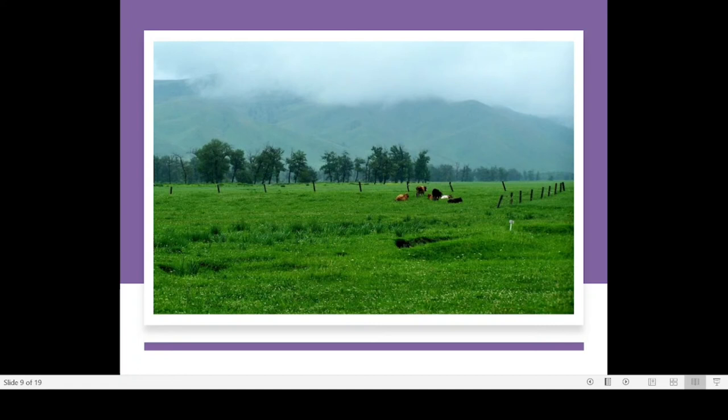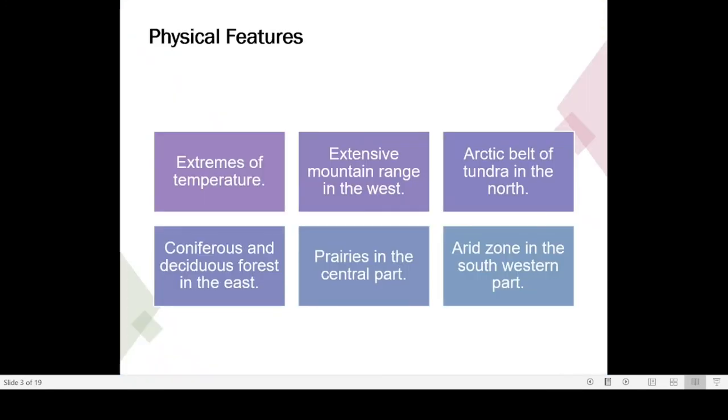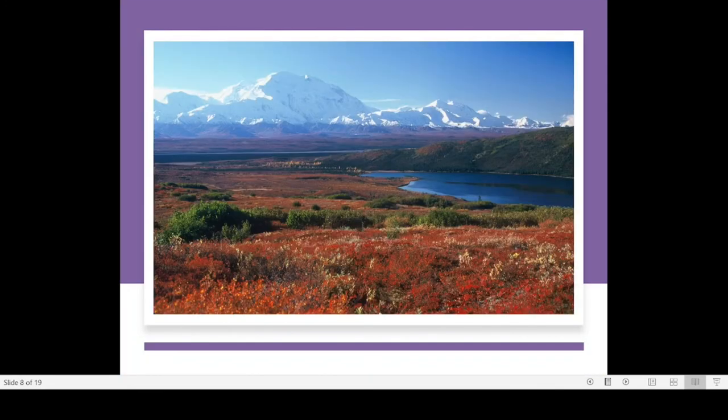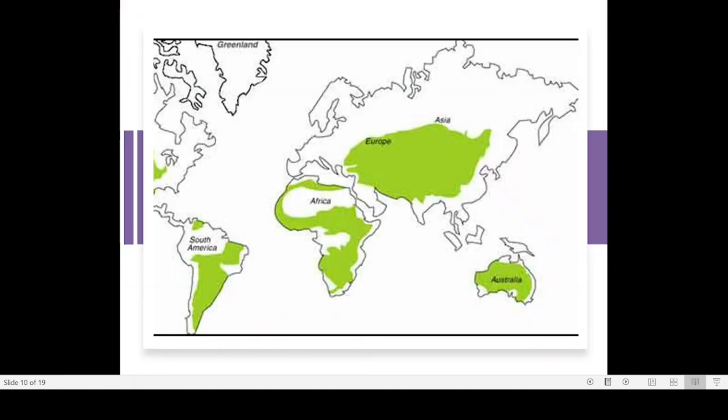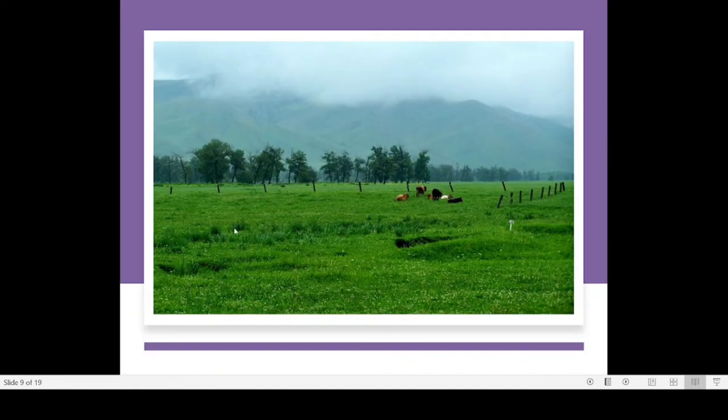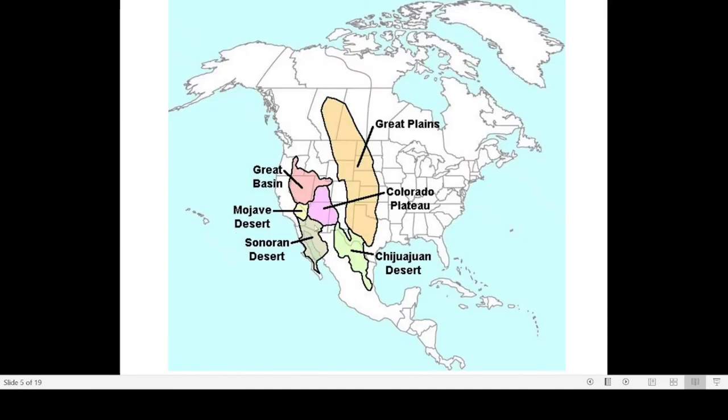Now going to the next portion, the arid zone in the southwestern part. Arid means very dry. If you look at the picture here, where is this region? This region is actually southwestern. This is the south side and this is the western region. There is the Sonoran Desert, and also the Californian Desert, and Nevada is an important state. So these are some of the important deserts present in the North American continent.